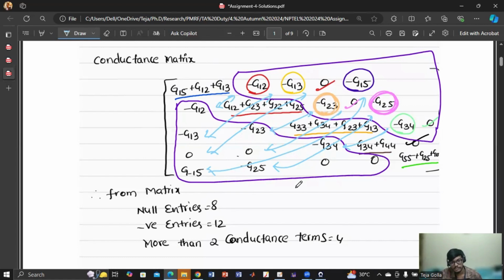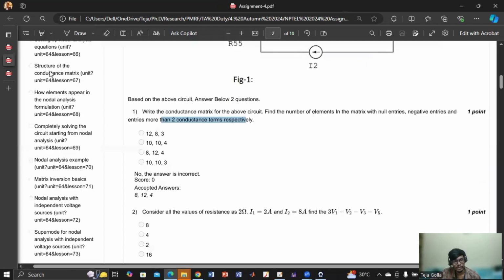Is that part clear? Anyone has any queries? Hello? Any queries in this? Okay, no.